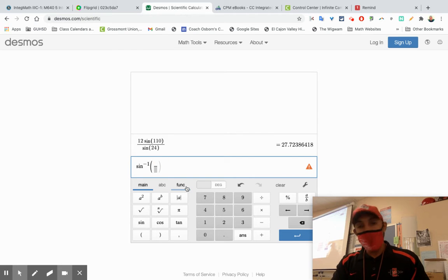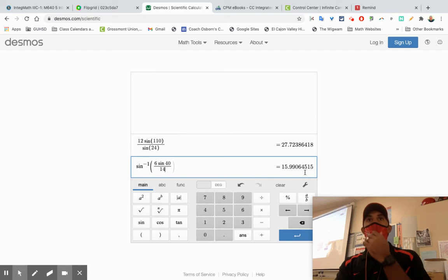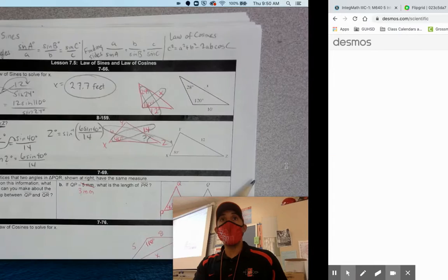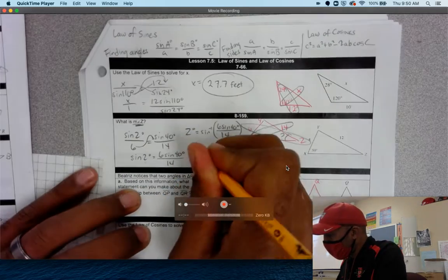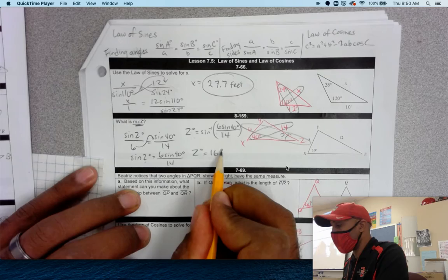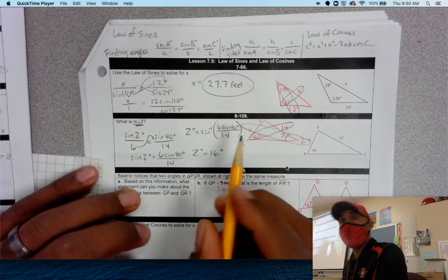And now on the top I have 6 times sine of 40. And then on the bottom, I want to put divided by 14. Okay, so you can see here I've got 15.99. So that 9 right here is going to round that up to 10. So that means I'm going to round this also up to 16. Okay, so the angle is 16 degrees. So make sure you put the little degree symbol when we're looking for angles.